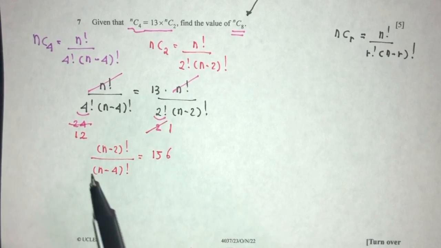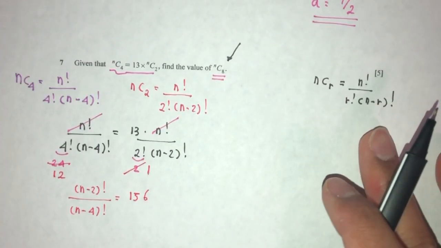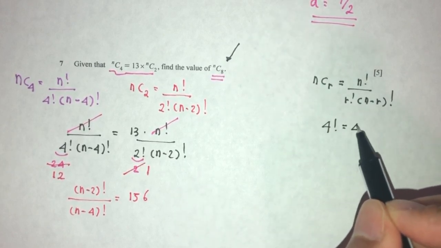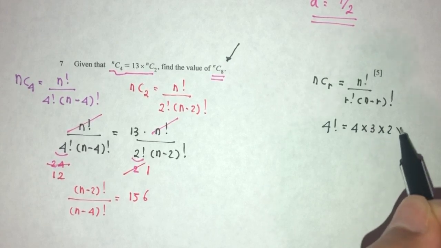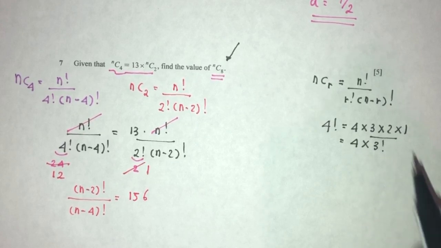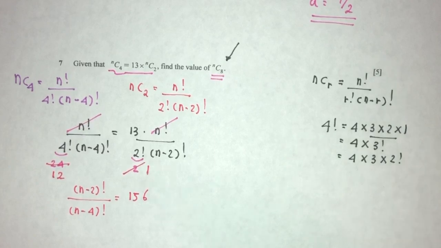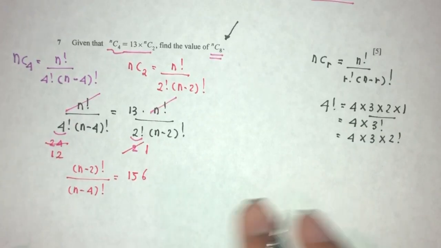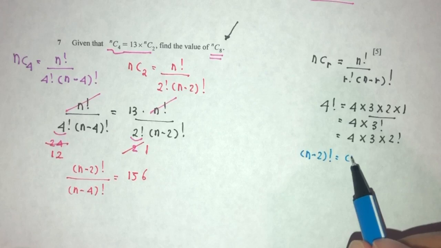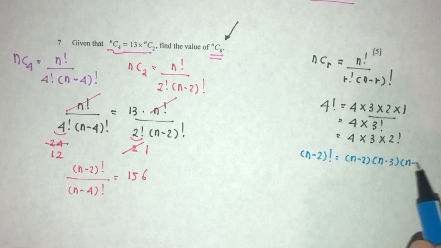So now we have to simplify this. To simplify this, we have to understand what factorial means, right? Usually we have done this for permutation questions, but anyways, not a big deal. If I ask you what 4 factorial is, it is 4 times 3 times 2 times 1, which is also 4 times 3 factorial, which is also 4 times 3 times 2 factorial. You get the idea. Now, how can you break this down? If I say n minus 2 factorial, you can tell me this is n minus 2 times n minus 3 times n minus 4 factorial, right?